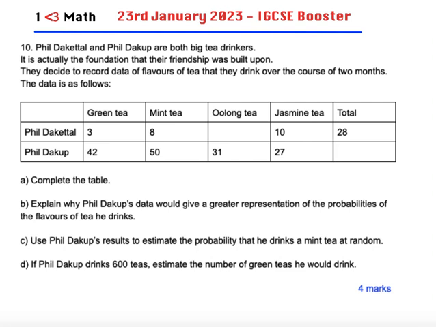So in the table you can see there's a selection of teas: green tea, mint tea, oolong tea, jasmine tea, and we've got the totals for Fill the Kettle and Fill the Cup. However, the table is incomplete. So part A, everyone likes a good part A. We need to complete the table.